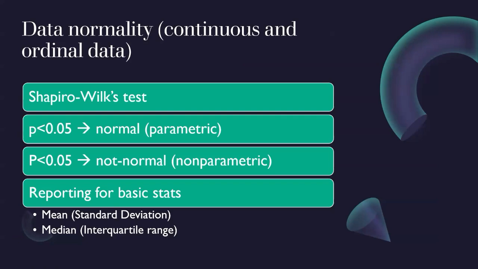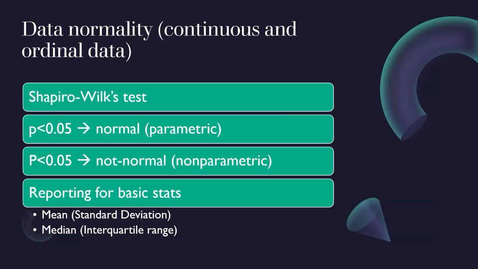Now, just to summarize, one of the big things that came out of the last presentation was that not all descriptive stats can be reported for all data sets. The reason is that continuous data could be normal, that's parametric, or not normal, that's non-parametric. So data normality always needs to be tested for continuous and ordinal data.